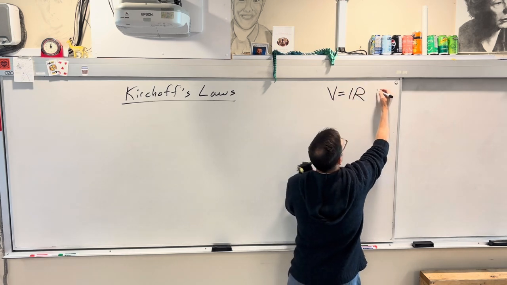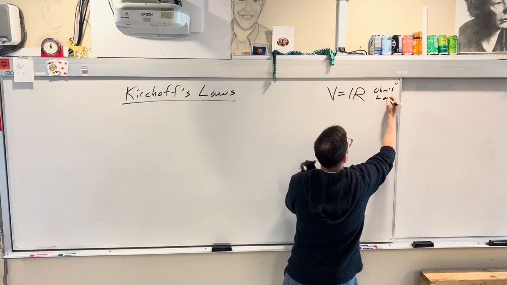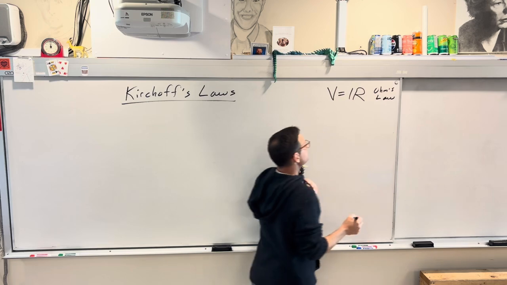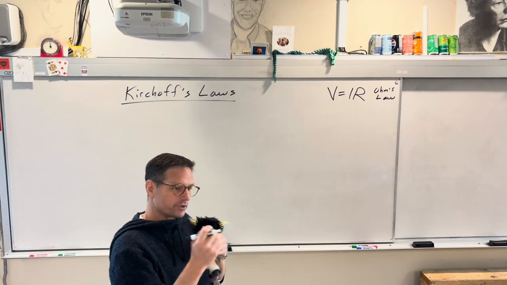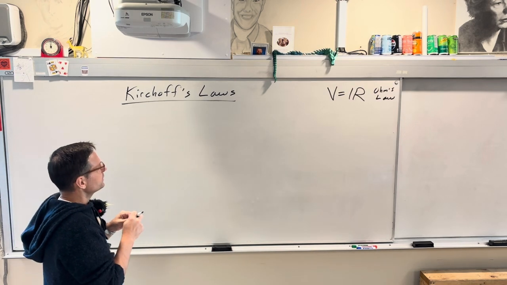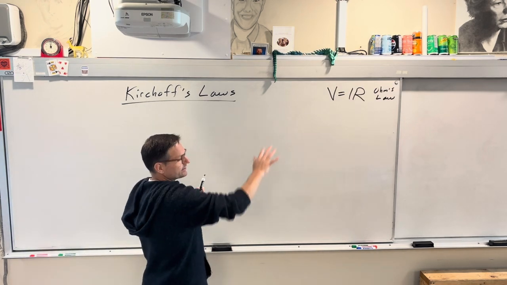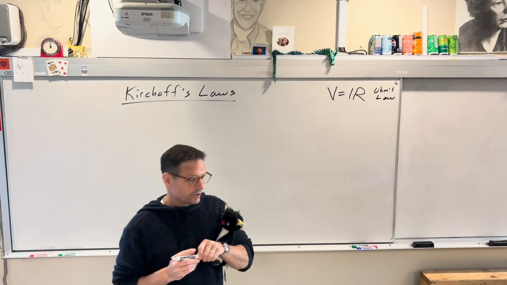Ohm's. This one is Ohm's law. Good guess though, Galen. So that's Ohm's law. That's always true. So the voltage drop across the resistor is equal to the current in the resistor times resistance. And you can use really just that to solve most basic circuits.